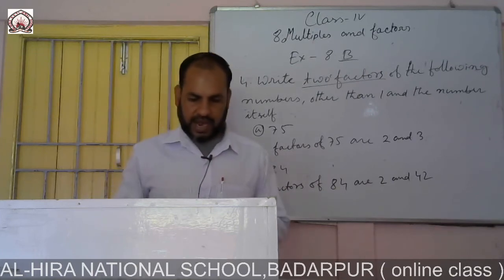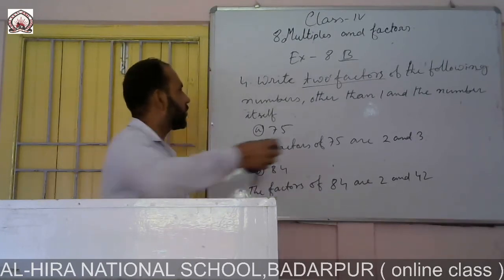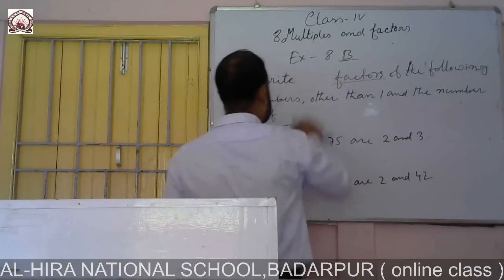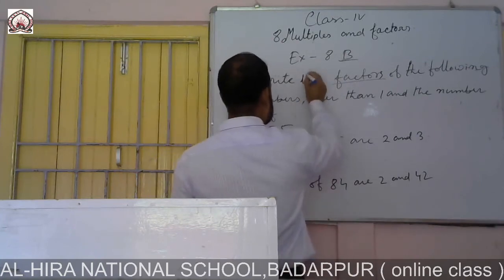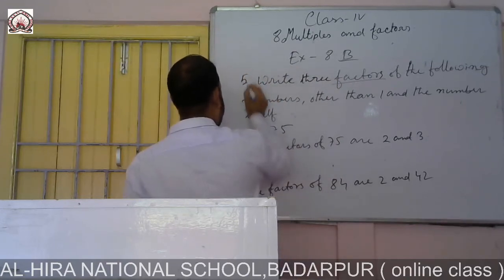Next question number 5. Write 3 factors of the following numbers other than 1 and itself. Here it was 2 factors, but now we take out 3 factors.